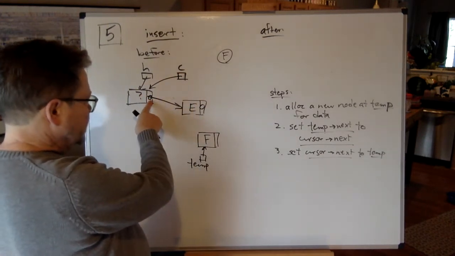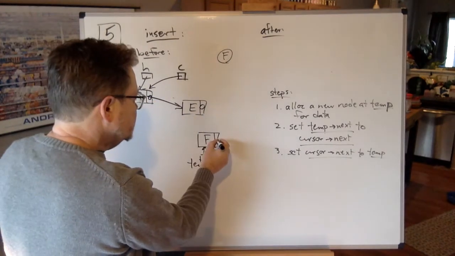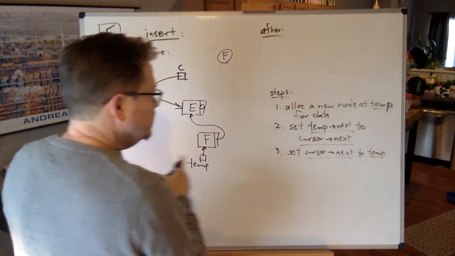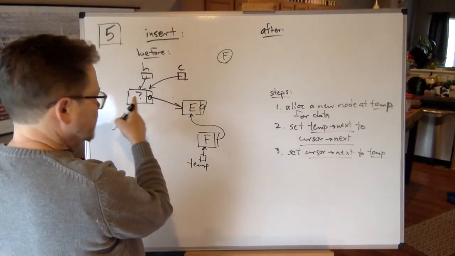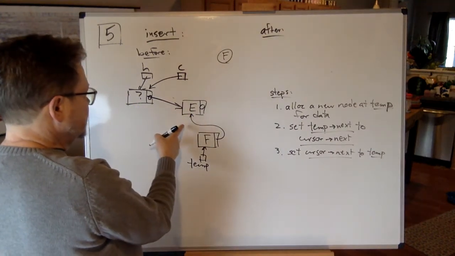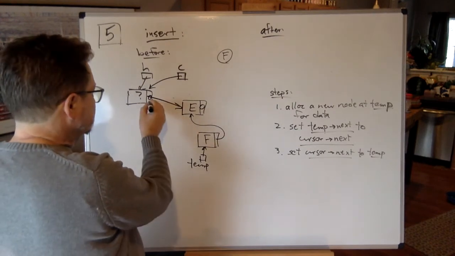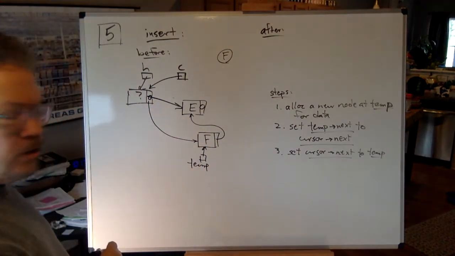So cursor arrow next points at the node that we just got through inserting, node E. So this is going to set temp arrow next to point at node E. Set cursor arrow next to temp. Cursor arrow next is this, the thing we just copied. If we set that to temp, good grief, this is getting complicated already. We barely got anything at all.